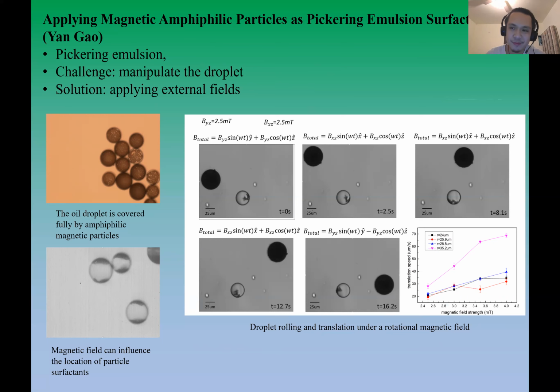one side prefers to attach to the water, and the other side prefers to contact the oil. So he used this particle as a stabilizer for the oil droplet inside the water phase. And then he applied the magnetic field. He can control this surfactant to locate on different positions of the oil droplet. Also, by applying different magnetic fields, he can control the oil droplet to move in different directions, as shown here.